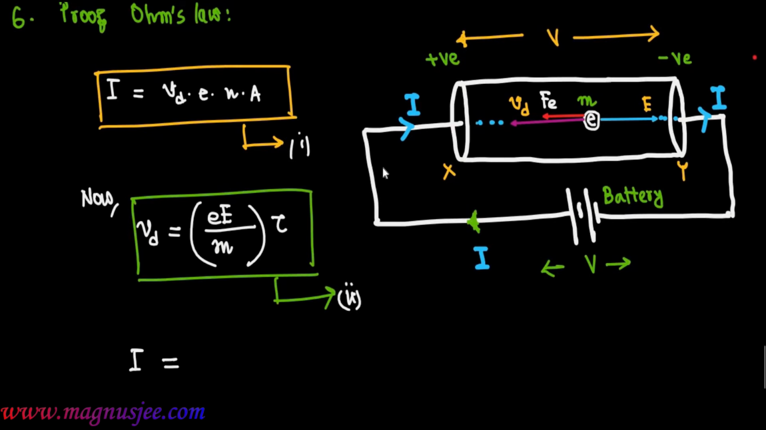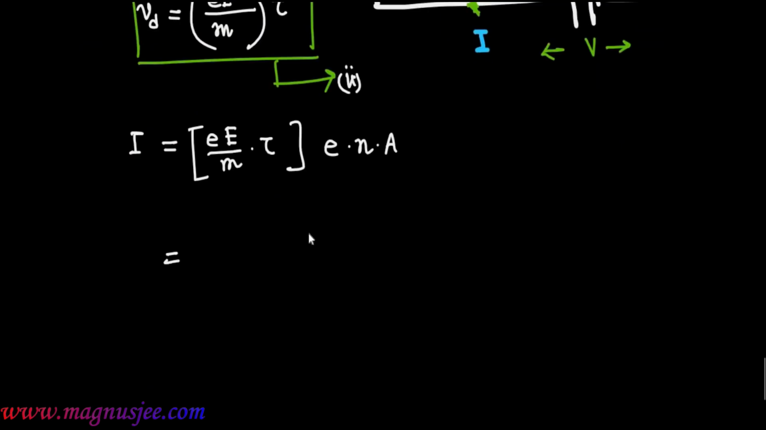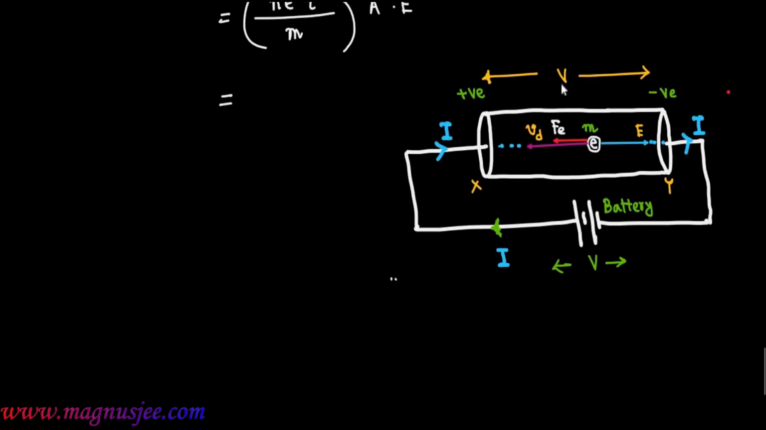Capital E is the electric field which is acting across the conductor XY. Therefore, the expression of current I is equal to eE by m into tau e n A. I is equal to n e square tau by m into A into capital E, where capital A is the area of cross section and capital E is the electric field intensity which is acting from the positive end to the negative end of the conductor.